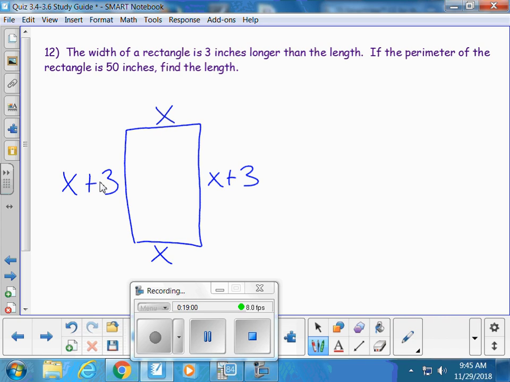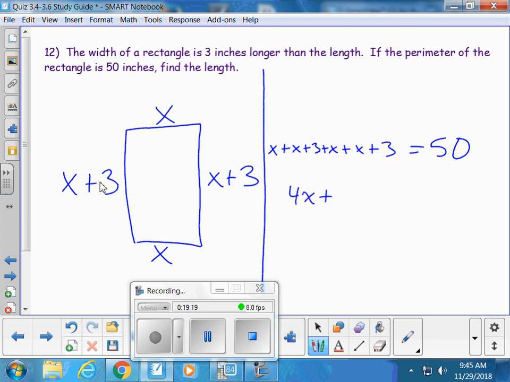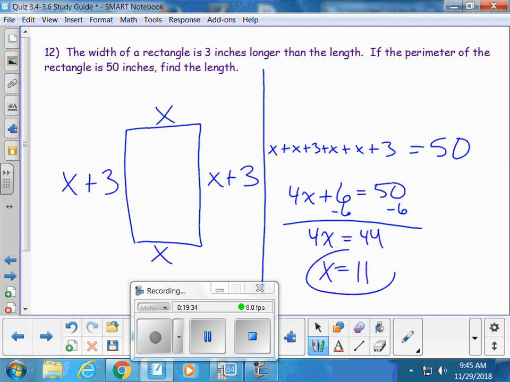Now the perimeter is 50. So how are you going to find a perimeter? You're going to add the whole way around. So it's going to be x plus 3 plus x plus x plus 3. Let me write out what I just said. You can gather all your like terms. There's going to be 4 x's, and 3 plus 3 is 6, so that's going to be your setup. Solving this should be a breeze. Subtract your 6 first. Get 4x equals 44, and divide by 4 last, getting x equals 11.